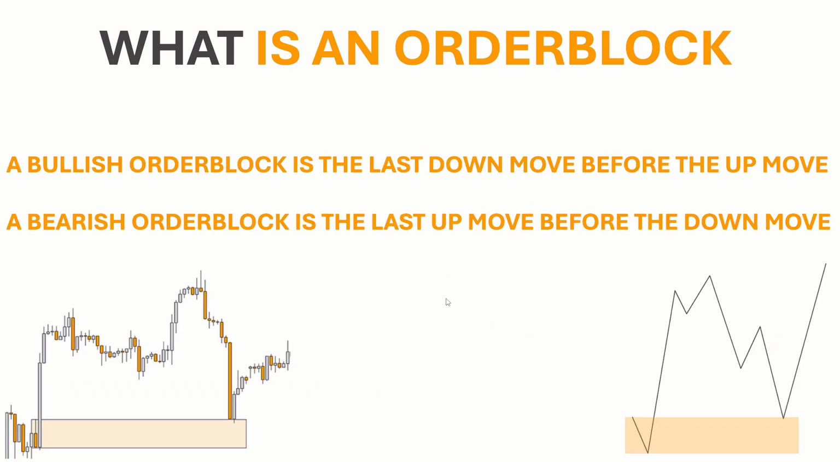So with that in mind, what does it mean for us traders? Basically, an order block is the last up move before a down move for a bearish order block. For bullish, it is the last down move before the up move. So in this example, this is our last down move. As you can see, it's our down move and up move. So this right here is our order block.